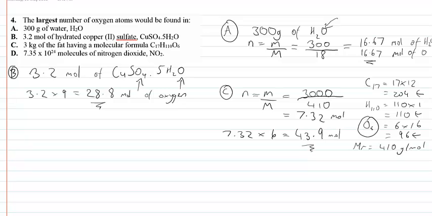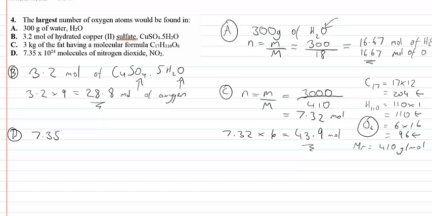Okay, finally, part D. We're getting there. Nearly finished. Part D. We want to know how many oxygen atoms there are in nitrogen dioxide. So again, first thing we want to do is work out how many moles there are. This is a little bit different this time. This is how many molecules we have. If we divide this by Avogadro's number, that'll tell us how many moles of nitrogen dioxide we have. So if you put that into a calculator, you'll get 12.2 mole. So we have 12.2 mole of nitrogen dioxide.